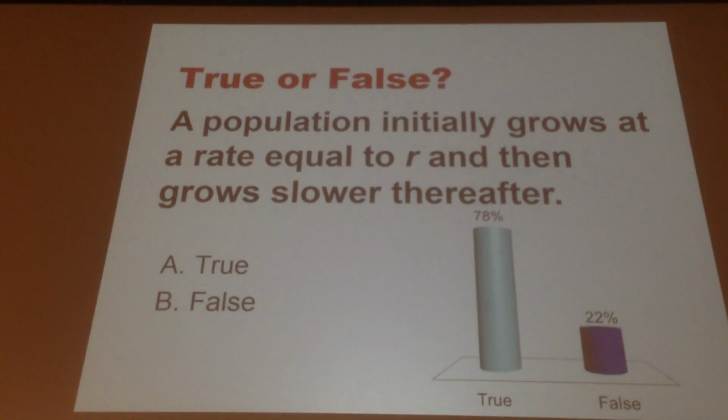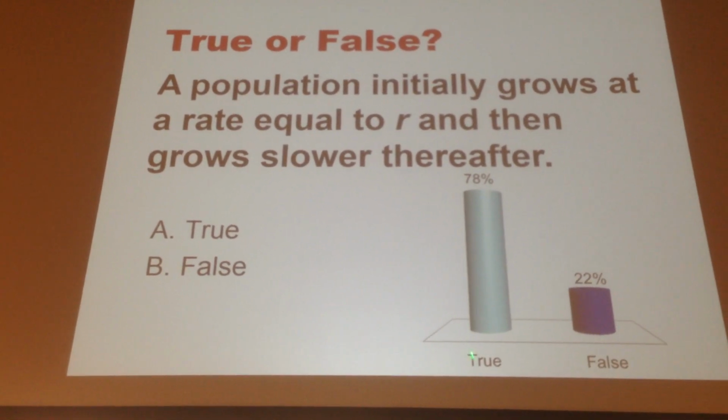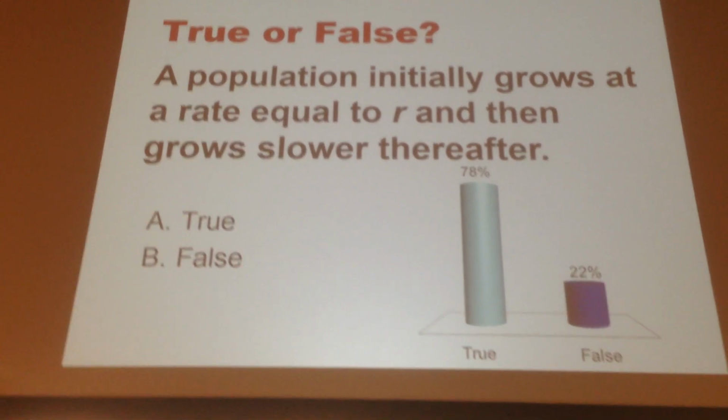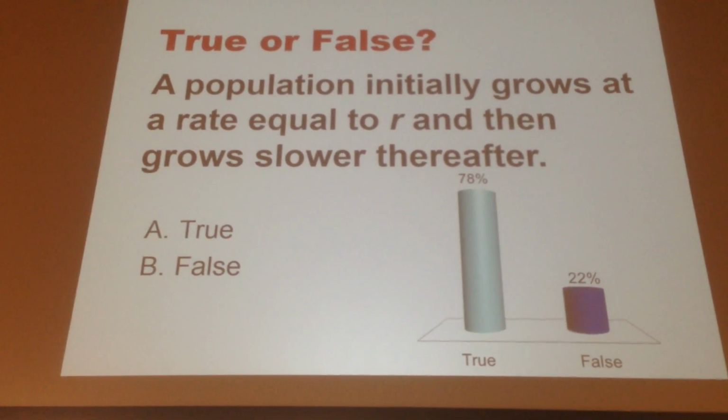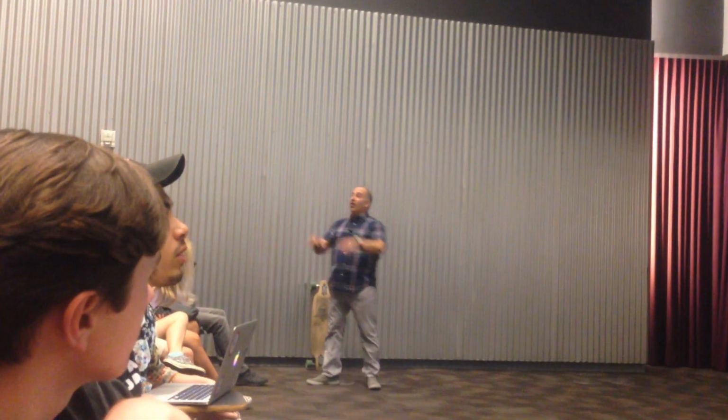All right, controversy. We have 78% of the class say true, 22% saying false. What did I whisper to you while they were all answering? I said they're all going to get it wrong. I was wrong. Only 78% of you got it wrong. Turn to your partner and now think critically about this model.